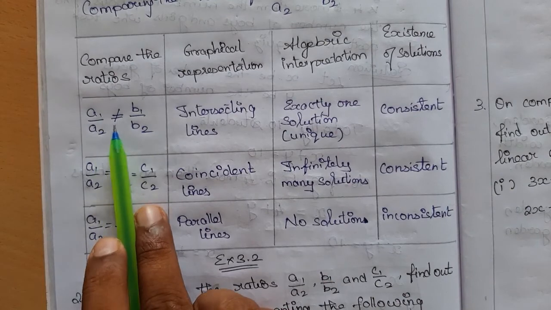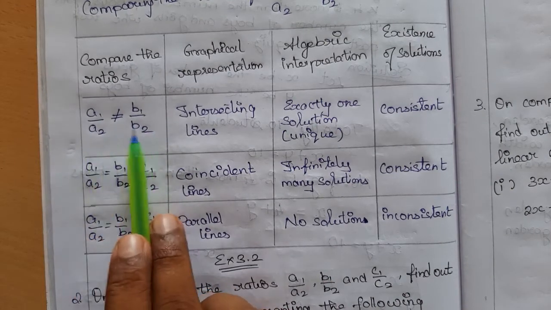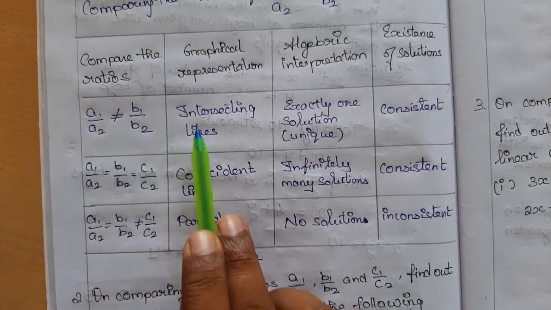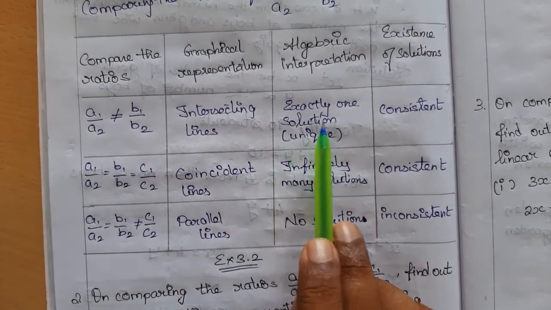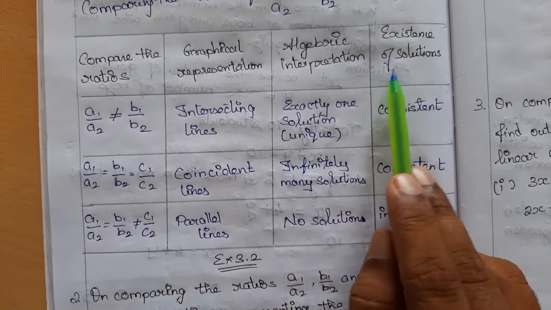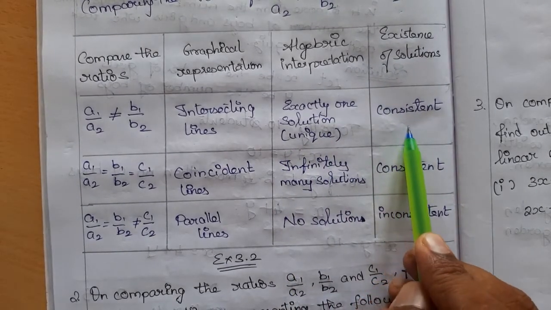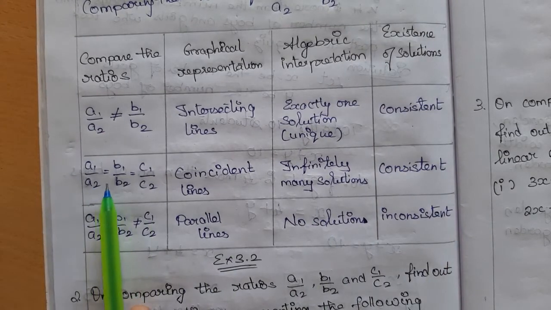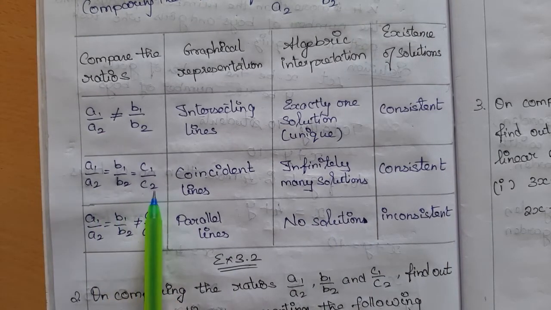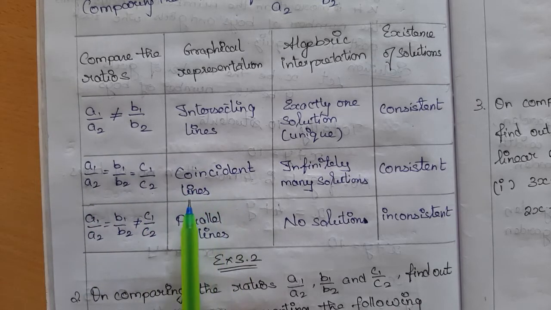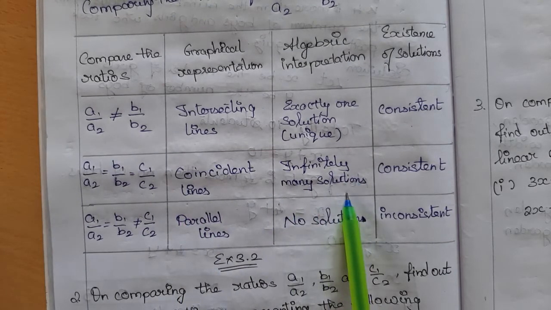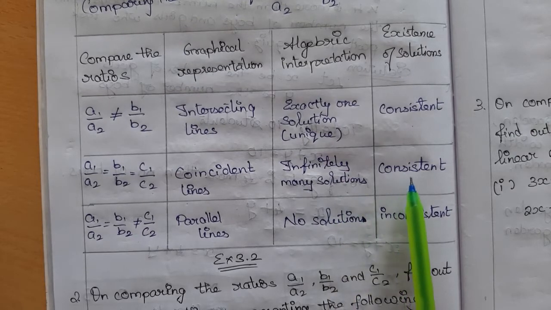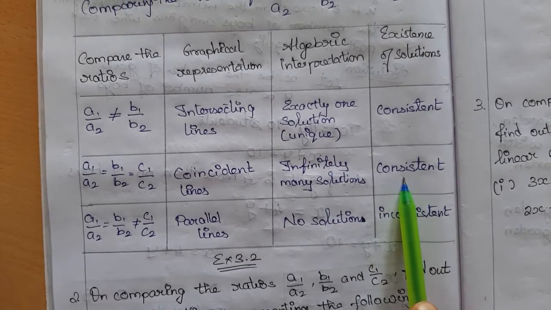If a1 by a2 is not equal to b1 by b2, if these two ratios are not the same, then graphically it will be intersecting lines, and algebraically it has only one solution, and the existence of solution is consistent. Clear? So if a1 by a2 is equal to b1 by b2 is equal to c1 by c2, if three ratios are equal, then if you draw in the graph it will be a coincident line, and algebraically we will get infinitely many solutions, and the existence of solution is consistent.